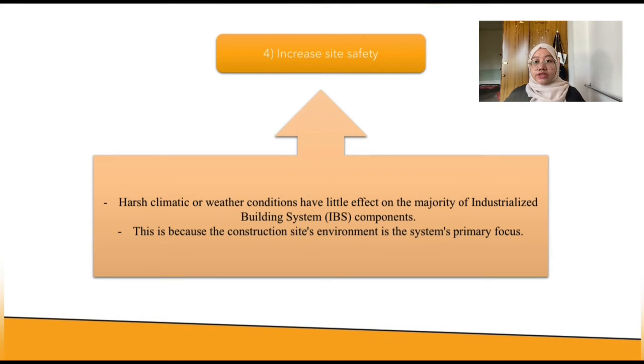The next one is increased site safety. Harsh climatic or weather conditions have little effect on the majority of industrialized building system components. It is because the construction site's environment is not the system's primary focus.